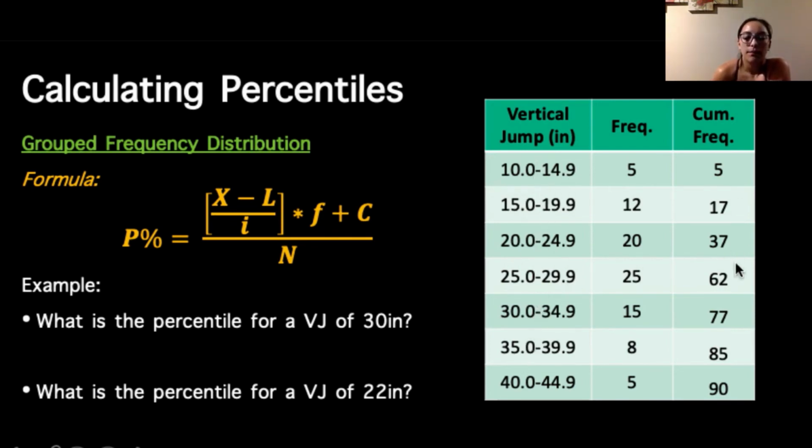So 62 would go where C is. We previously had a quotient of 0, so 0 plus 62 is 62. And then if we divide that value by 90, we should get an answer of 68.9%, or we could describe it as the 68.9th percentile. If you round up to the nearest whole number, we could say it's the 69th percentile.